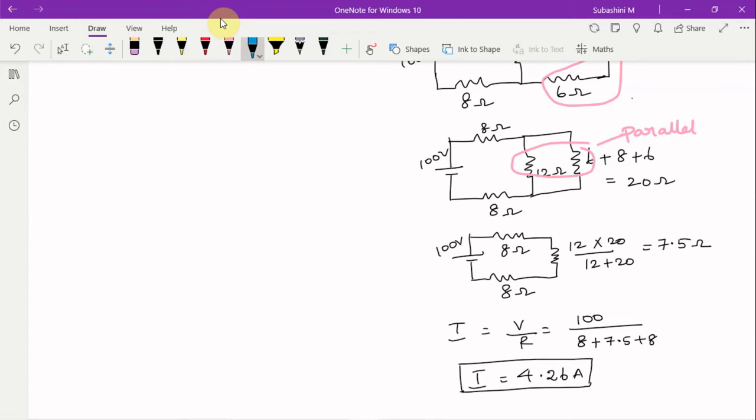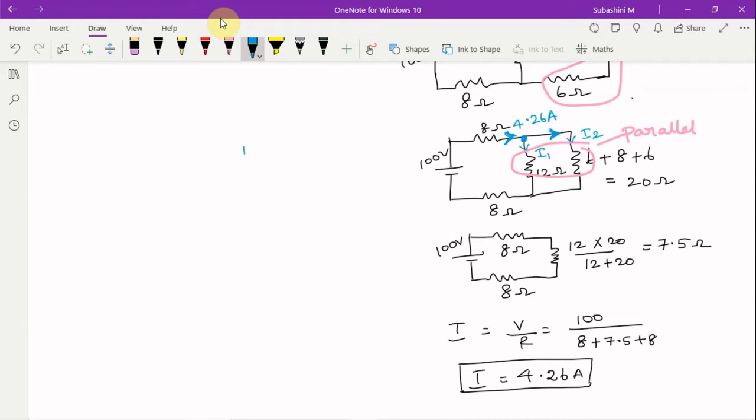Now I know that this is the current that is going to come here, at this node. Now I have to find out what is the current that is going to be flowing through the 20 ohm resistor. I will name this as I1 and this as I2.